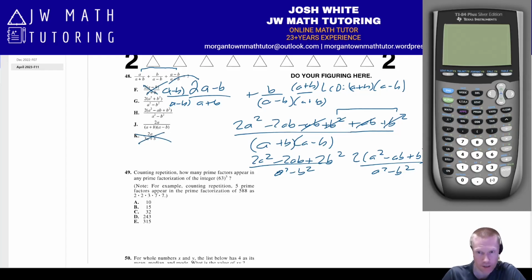This is not right. This does not have the correct terms on the top after you factor the 2 out, so that's not right. This only has one term on the top, but we still have 3 terms: 2 times a squared minus ab plus b squared. Yep, okay, so it's going to be letter H here as the correct answer for combining these rational expressions.